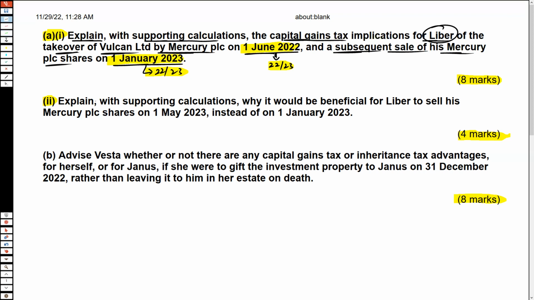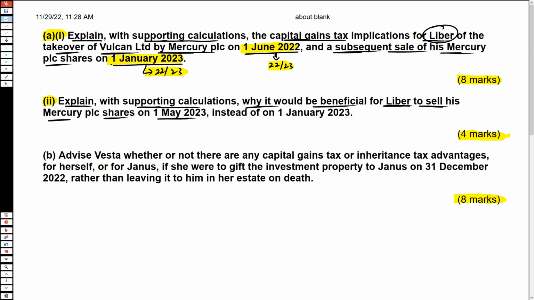Requirement A2. Explain again. Your explanation should be supported with the relevant calculations. Explain with supporting calculations why it would be beneficial for LIBOR to sell his Mercury PLC shares on 1st May 23.